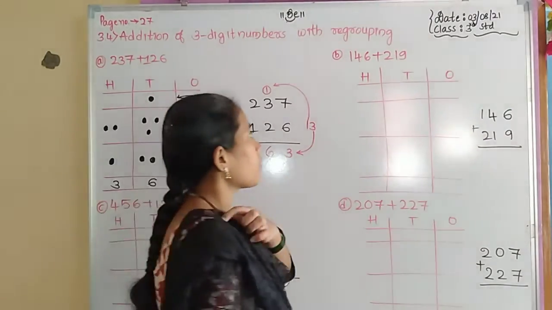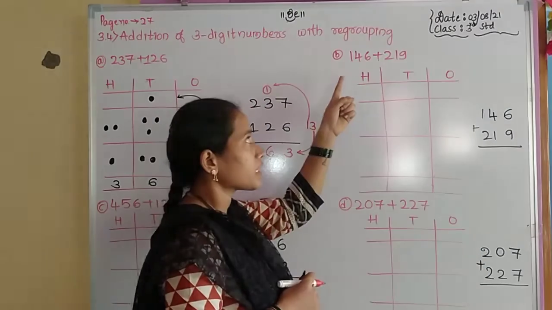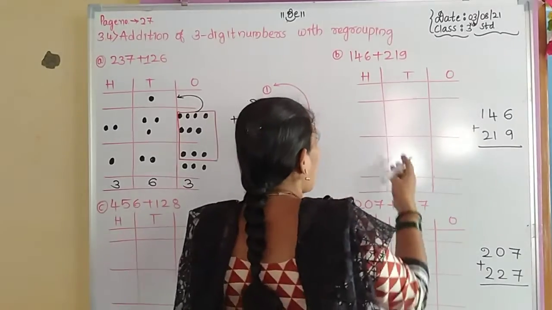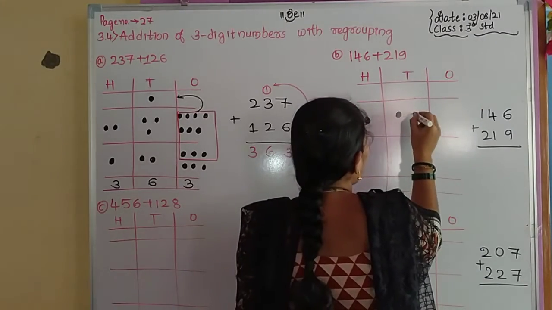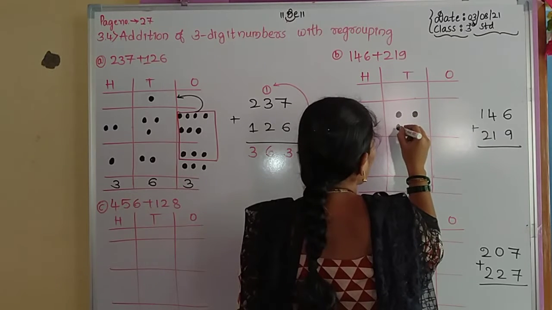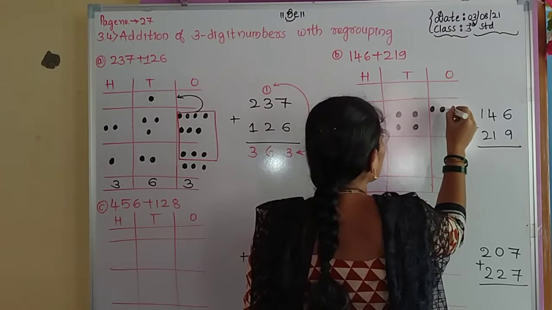Then the second one, like that only, we have to solve this problem also: 146 plus 219. According to the value in each position, we have to draw and represent the dots here.